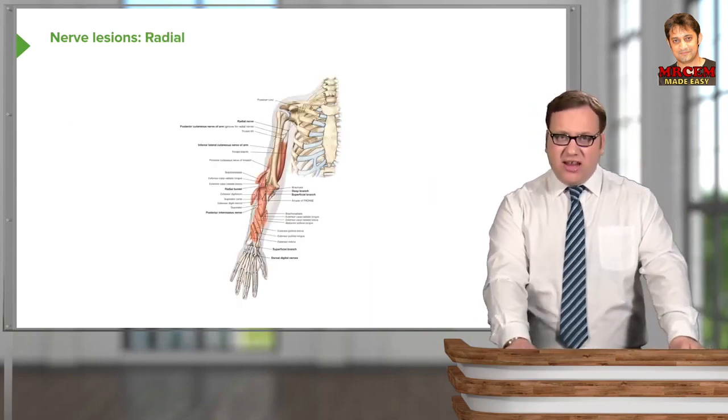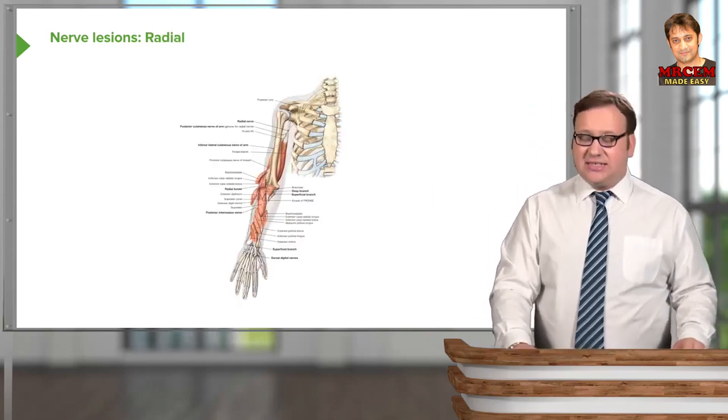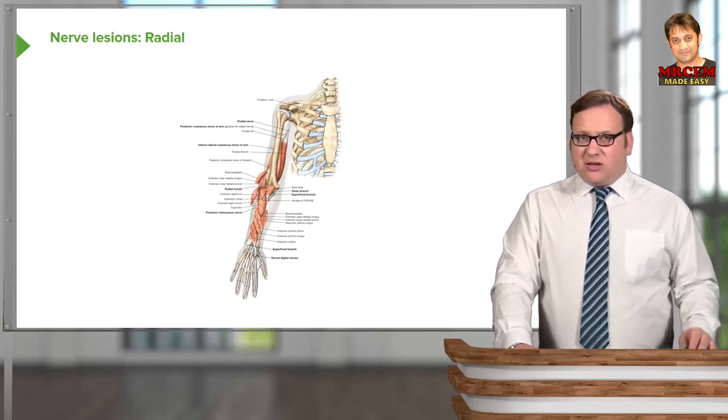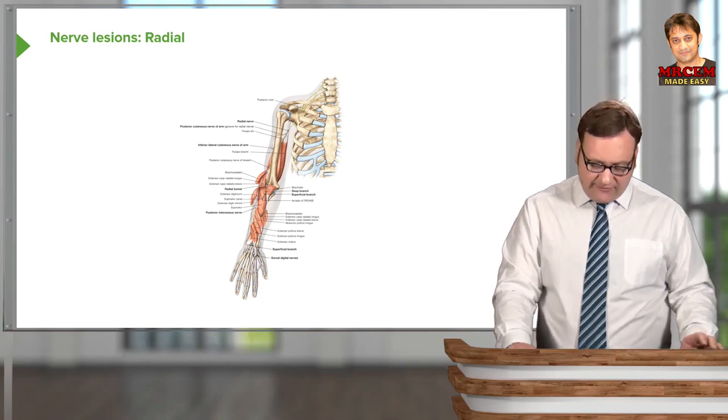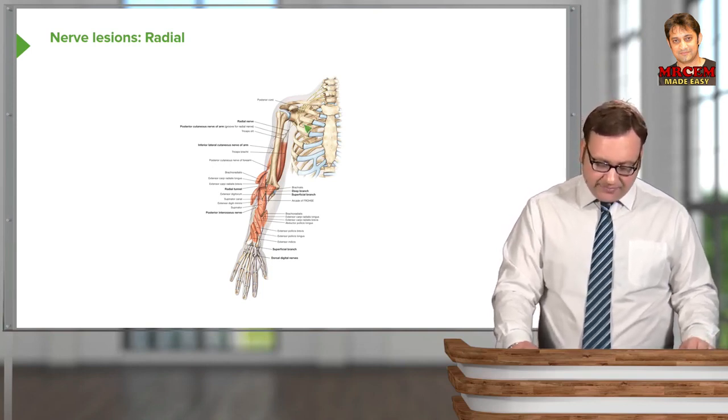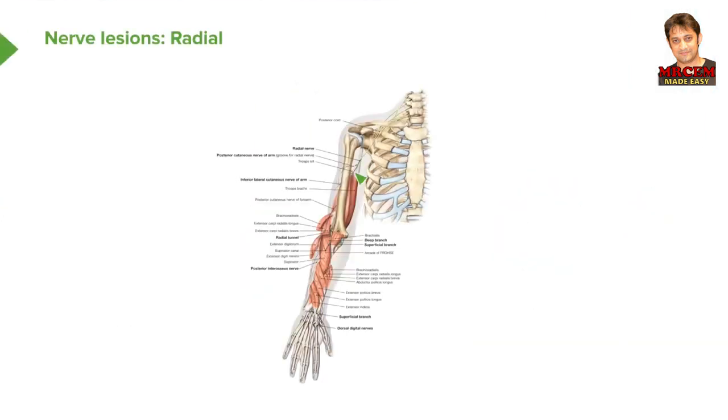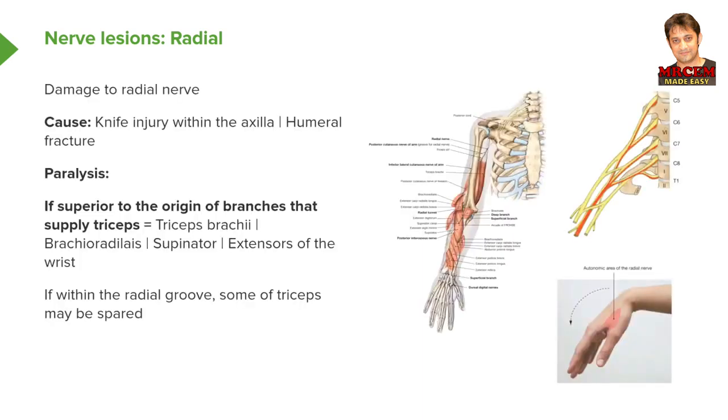If we now move on to the radial nerve, it passes to the posterior compartment of the arm, where it supplies triceps, and then it supplies the posterior surface of the forearm, where we can see it here. It's passing from the posterior cord, it passes the triceps muscle, which it innervates. It then runs onto the posterior surface of the forearm, supplying the extensor compartment. Damage to the radial nerve can be via a knife injury, perhaps in the axilla, or a humeral fracture where the shaft of the humerus is damaged.